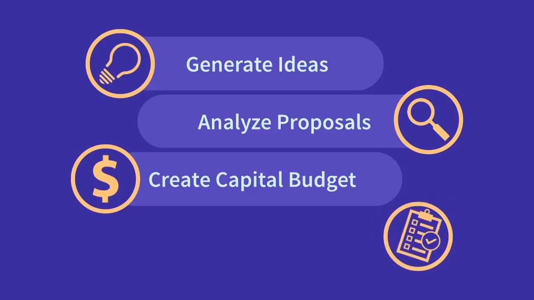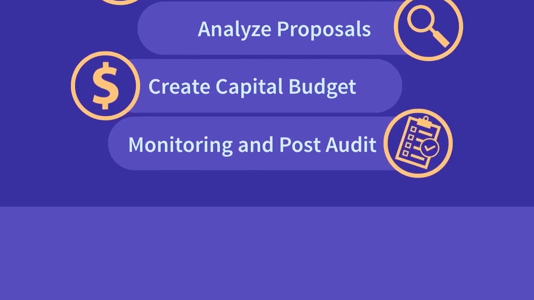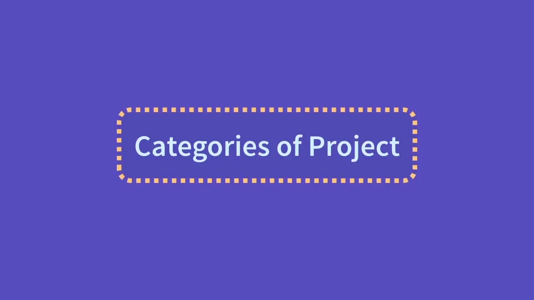Finally then, step 4, monitoring and post-audit. In this stage, we compare the expected or forecasted numbers with the actual outcomes of the project or projects undertaken. This might lead to increasing the investment in the best performers and reducing or cancelling the ones that have not performed as expected. Okay, next we need to look at the categories of capital budgeting projects.